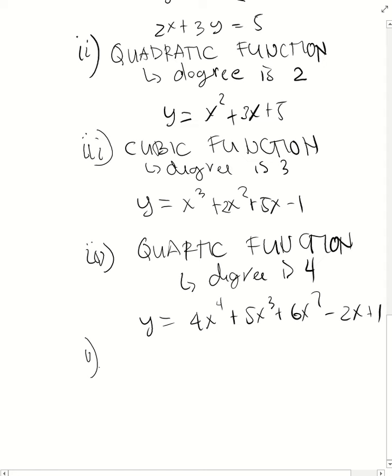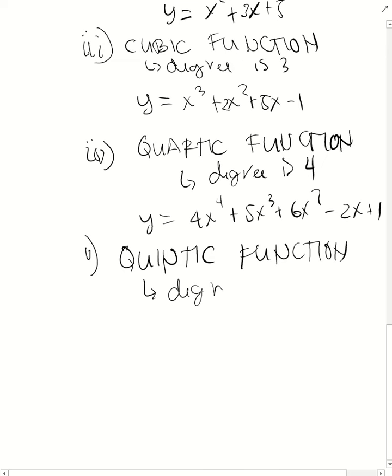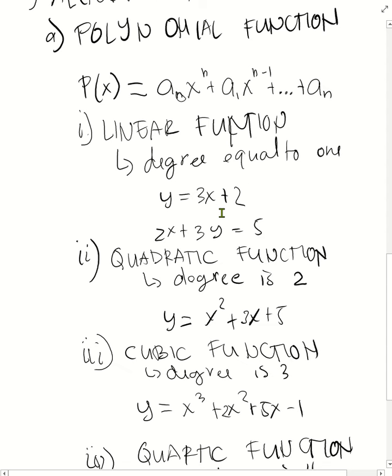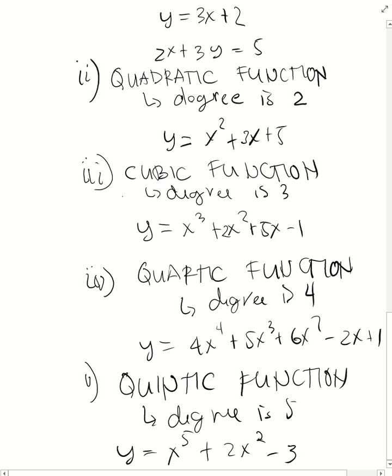And if we go a little higher, the next one will be degree 5. We call it the quintic function. So this is where the degree is 5, for example y equals x raised to 5 plus 2x squared minus 3. So that's a polynomial function. It can be categorized using the degree of that polynomial. So it can be linear, quadratic, cubic, quartic, or quintic.